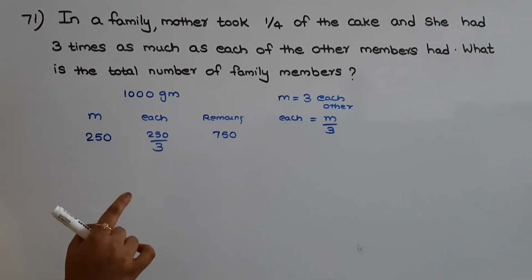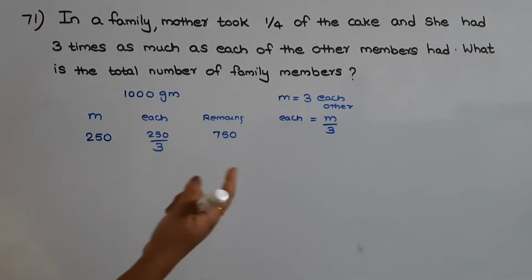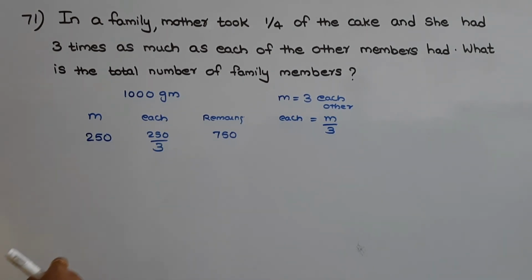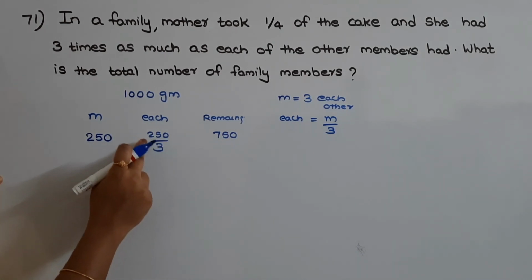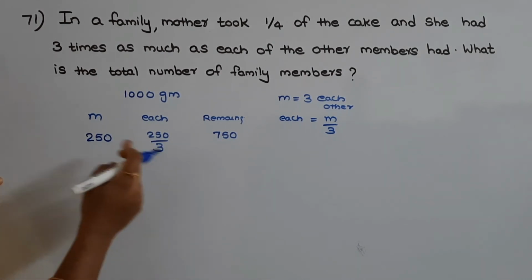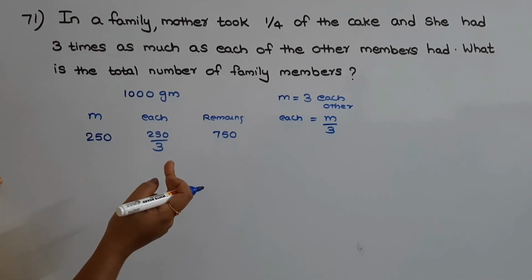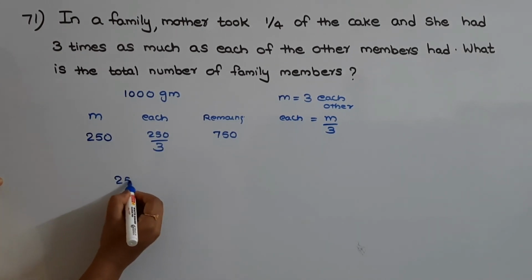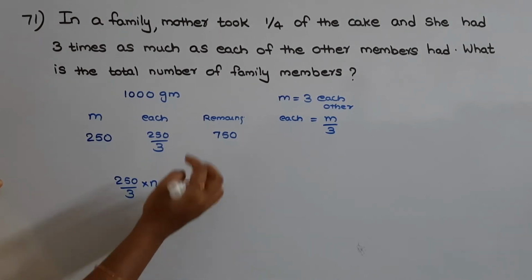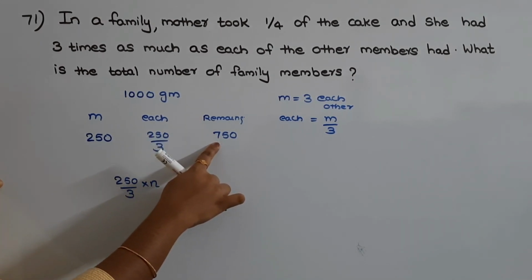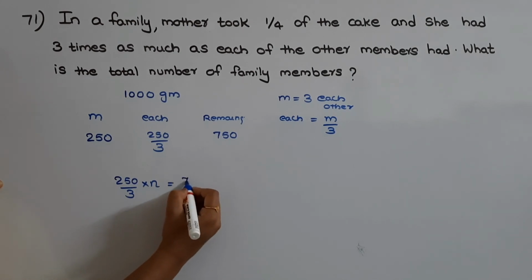Okay. So let us consider that there were n number of members remaining. Okay. So if there were n number of members and each member had eaten 250 by 3, then what is the total quantity eaten by them? That is 250 by 3 into n. Okay. And they are telling that the remaining members had eaten 750. So we can write here 750.